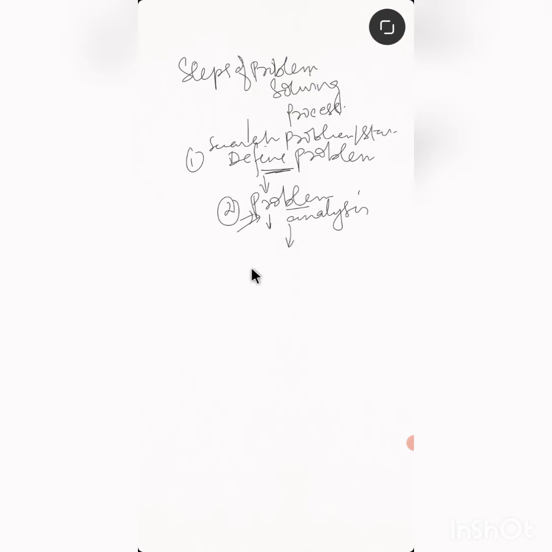Now moving to the next step. Once we have done the problem analysis, the next step is generating possible solutions. It means we are moving towards the solution, searching for a solution, what solution we can get. So the third step is generating possible solutions. On the basis of problem analysis, we will generate possible solutions of that particular problem.